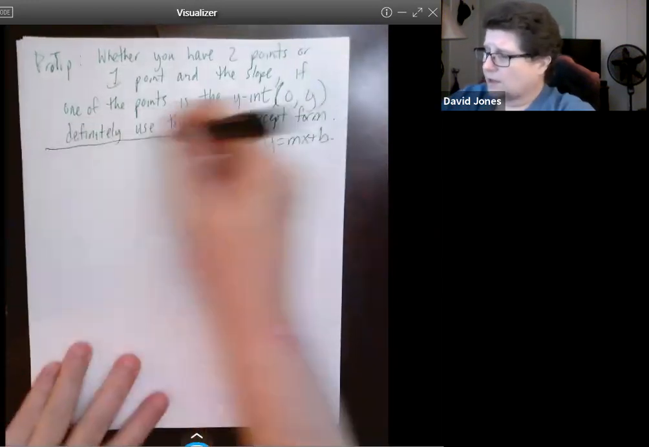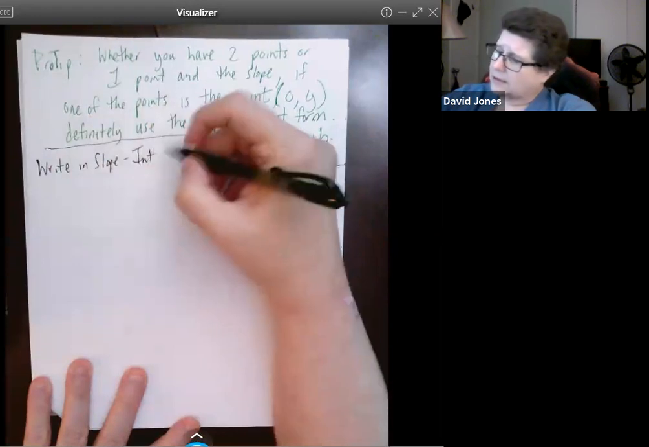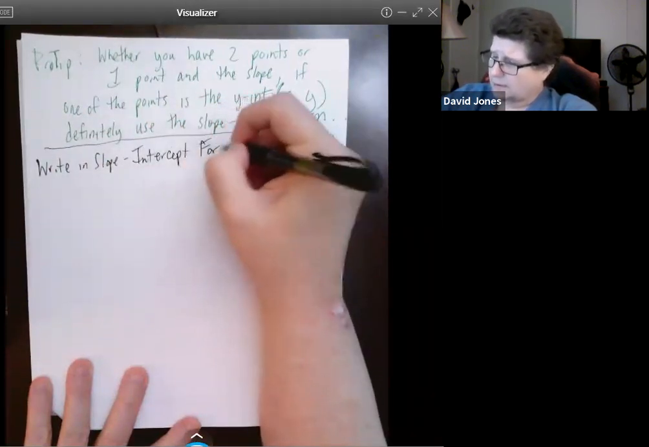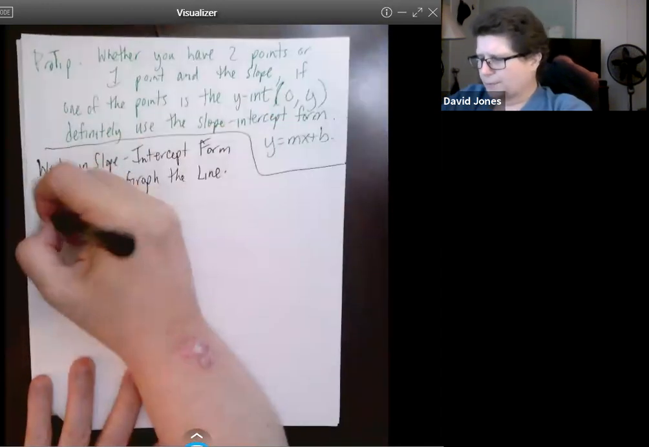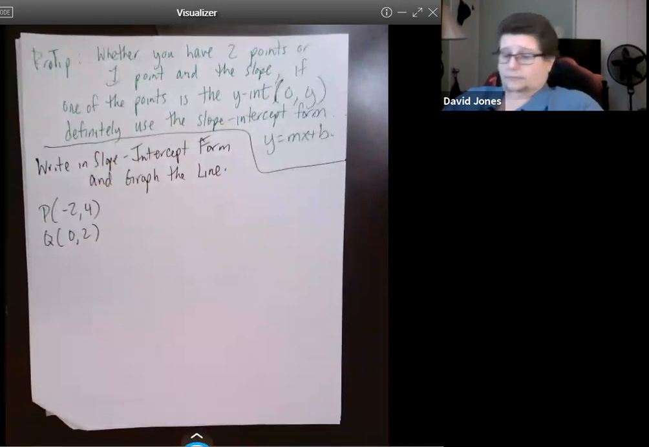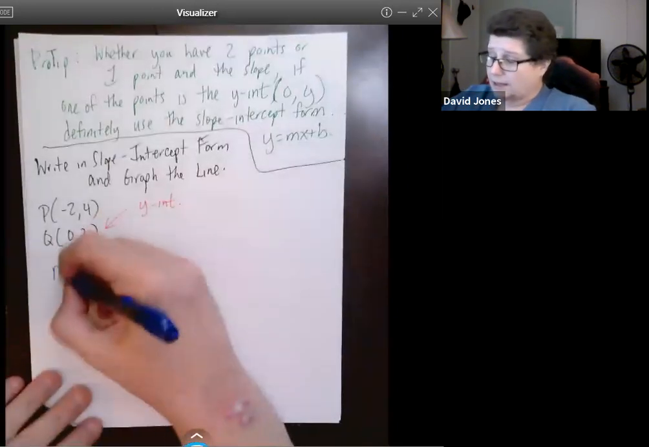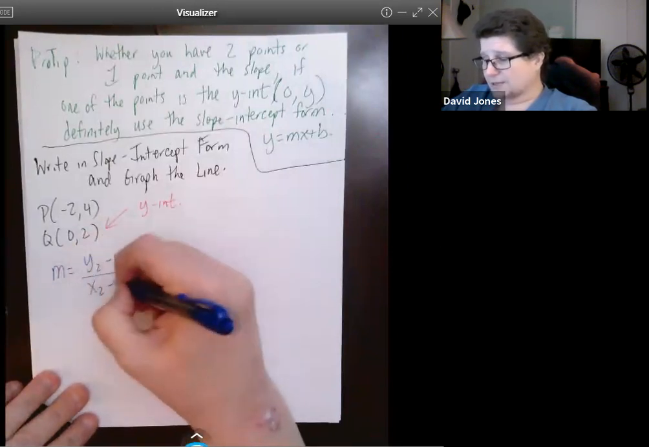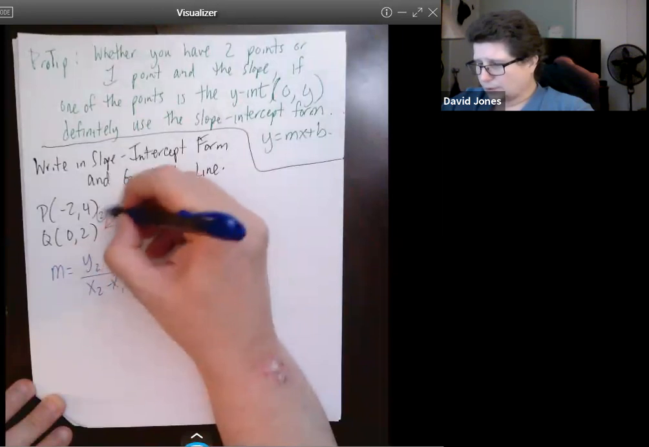So I'll give you an example. Our objective here is write in slope-intercept form and graph the line. And we're going to use point P is negative 2, comma 4, and point Q is 0, comma 2. Now note, that is the y-intercept. And we have 2 points. We need the slope first. So m equals y2 minus y1 over x2 minus x1. I'll call that point 2 and point 1.